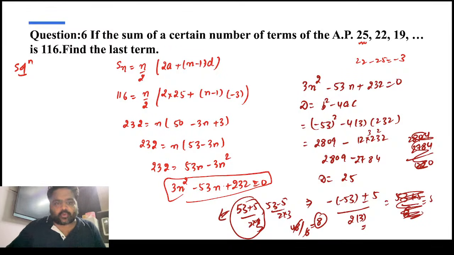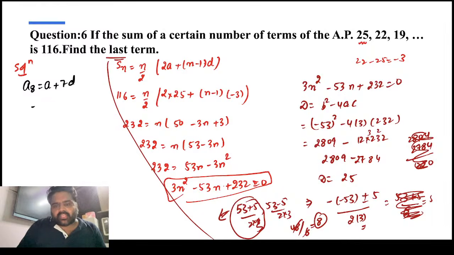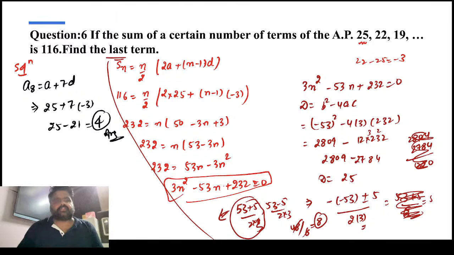And here the question is not n. The question is you need to find out the last term. You need to find out the last term means you need to calculate the 8th term. The value of the 8th term is a plus 7d. A we know is 25. D we know is minus 3. 25 minus 21, which is equal to 4, and this is your answer.